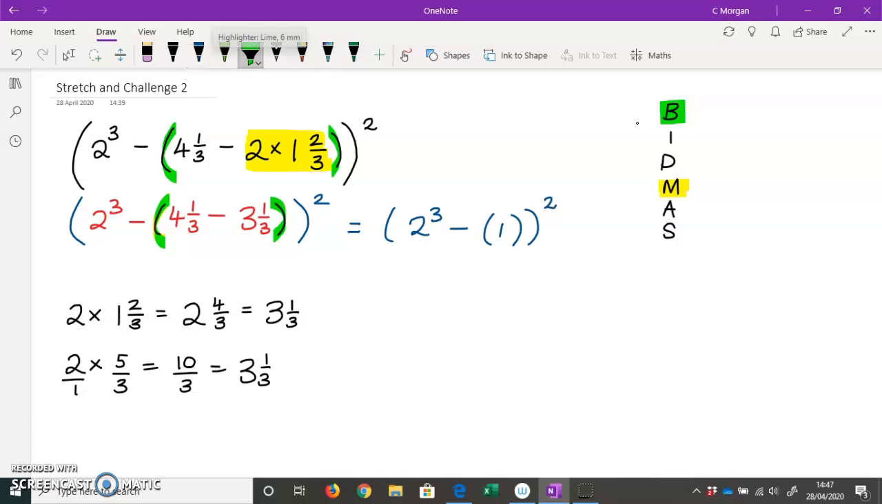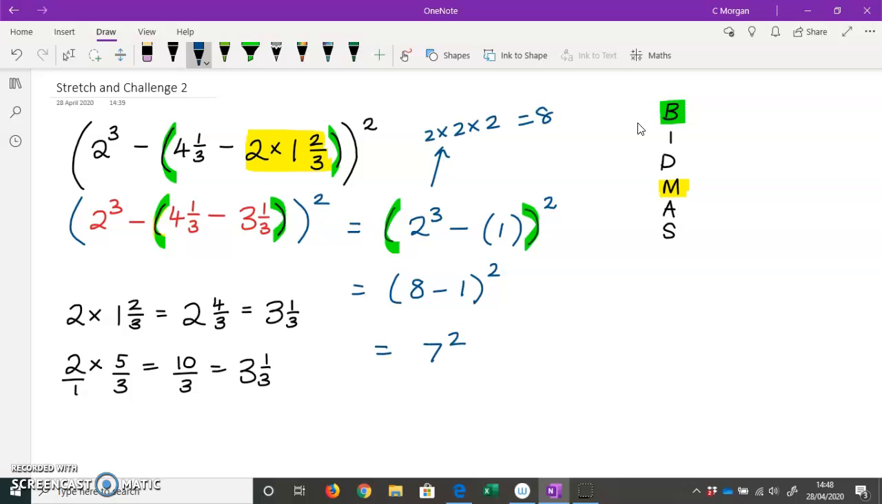So what I want to do now is look inside my brackets. So I've only got 1 pair of brackets now, really. So I've got 2 cubed, which is 8, because that means 2 times 2 times 2. So 2 cubed is 8. Subtract 1, and the answer is squared. So I've got 7 squared. So I think the answer to that one is 49.